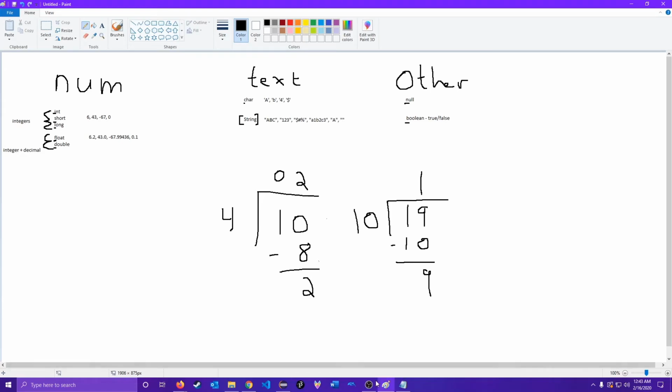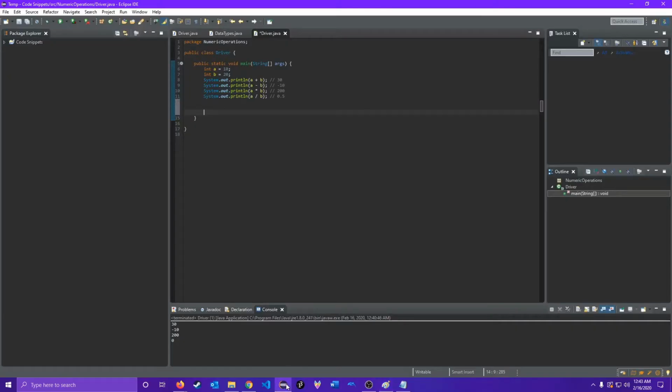So, if we go back over here, how do we get the decimal point then? Well, either one of these numbers, a or b, has to be a float or a double. So we'll call a double. So double a equals 10.0. Now when we run this, okay, now we get a bunch of doubles, because doubles store more information than an int does.